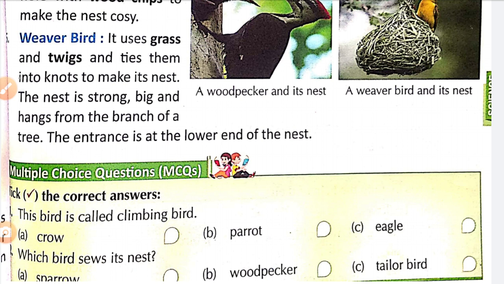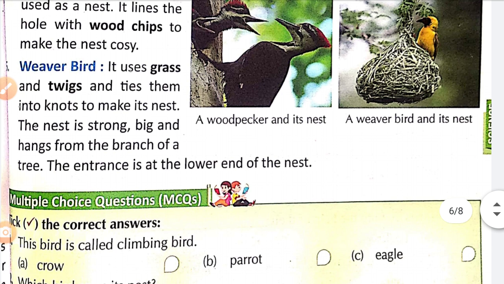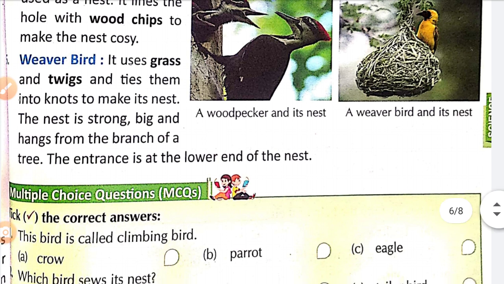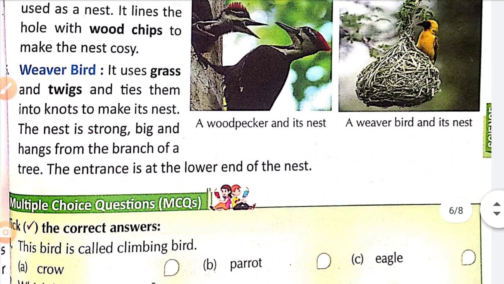Weaver bird. It uses grass strings and ties them into knots to make its nest. The nest is strong, big, and hangs from the branches of a tree. The entrance is at the lower end of the nest.